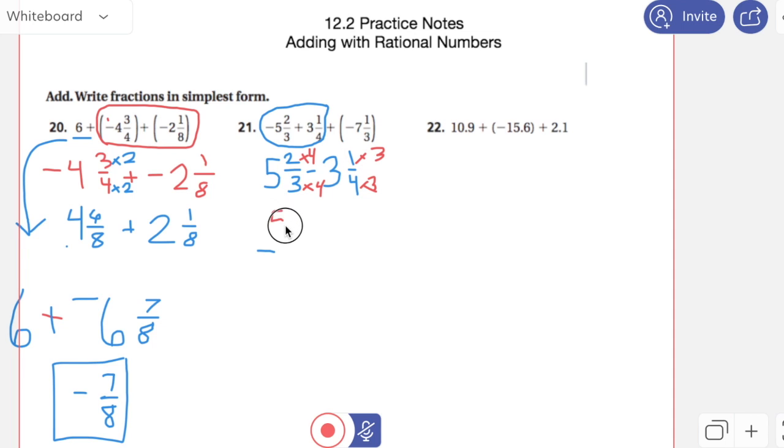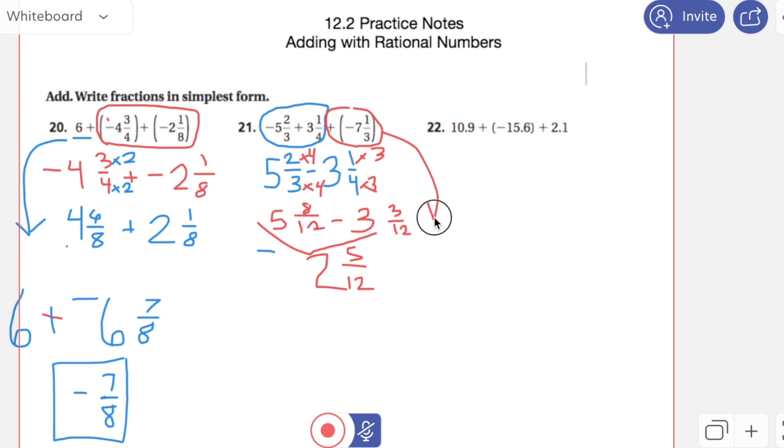So now this becomes 5 8/12 minus 3 3/12. 8 minus 3 is 5/12. 5 minus 3 is 2. So the answer to this part is a negative 2 and 5/12. My last step is I have to bring down what's left. So then plus, this is saying a negative 7 1/3.